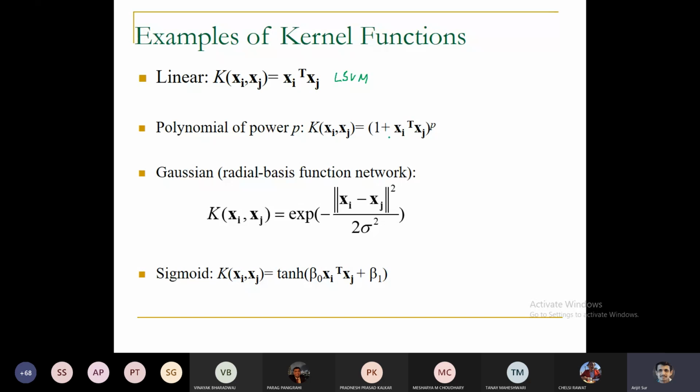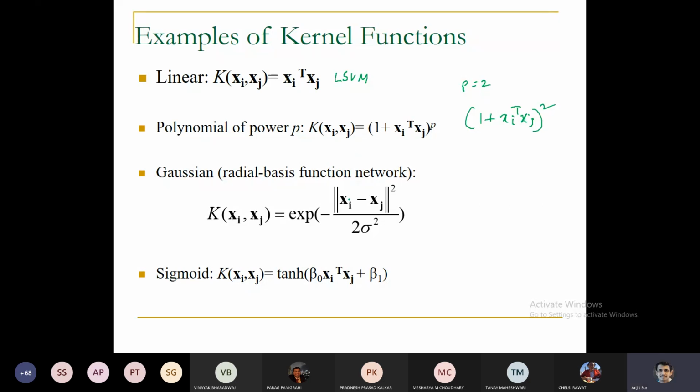Okay. Now this is a polynomial kernel. We saw one example where k of xi, xj is xi transpose xj. This is the example we have shown where p is equal to 2. So it's a polynomial of power p. So it's a polynomial kernel.